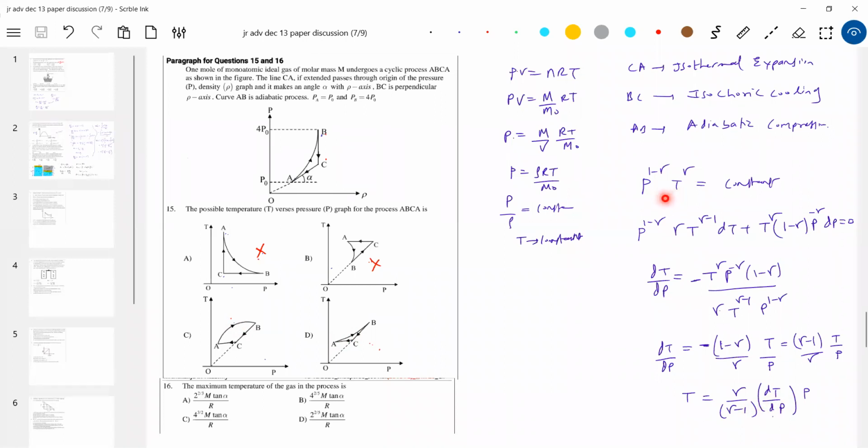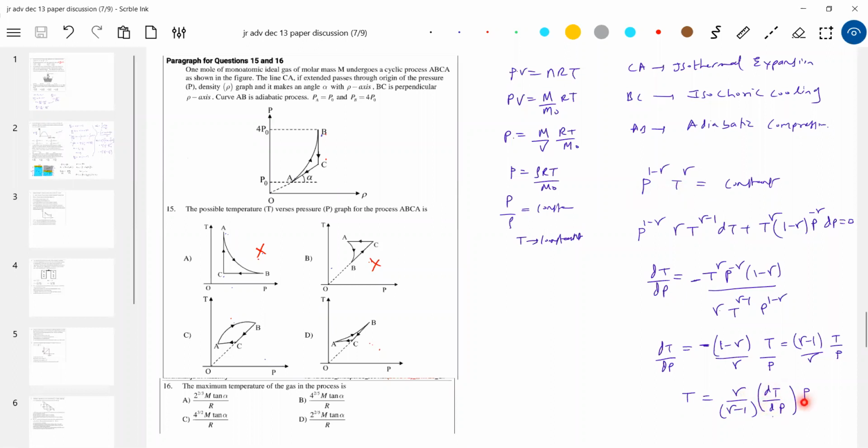Sir, isn't it the equation of a straight line, sir? How is it the equation of a straight line? Gamma by gamma minus 1 is constant, no, sir? No, not like that, y equals mx. There's a constant, but slope is varying, no? So actually you have to plot this graph. I am just trying to interpret using slope.